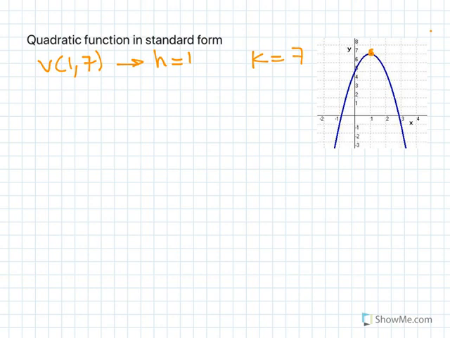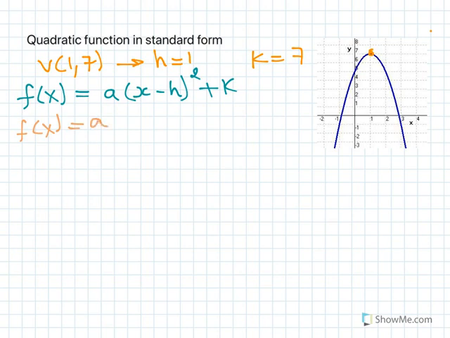So for now, I'm going to write the vertex form of the quadratic function: f(x) equals a(x minus h) squared plus k. Alright, and then I'm going to substitute for h and k, so f(x) equals a, I don't know yet, (x minus 1) squared plus 7.